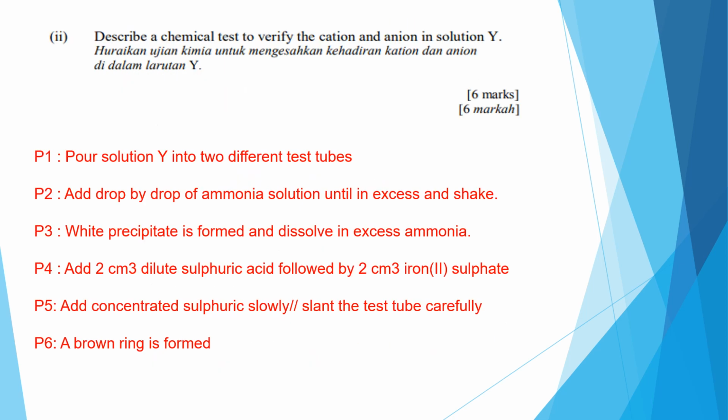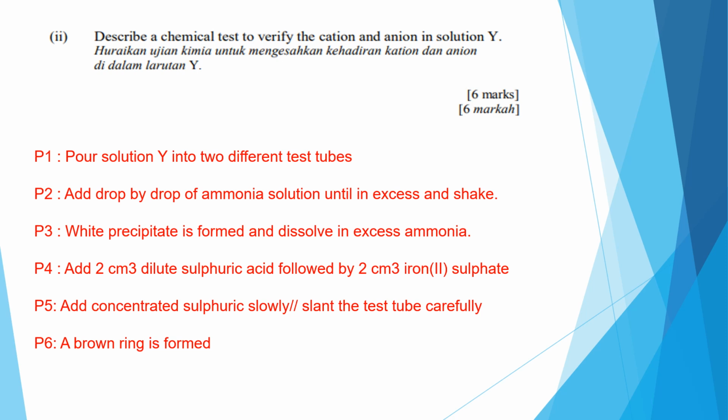The last question: describe a chemical test to verify the cation and anion in solution Y. Solution Y is zinc nitrate, so nitrate is the anion. In order to identify the test to verify the cation and anion, I have given you a simple way to memorize this chemical test. So you may refer to the notes.